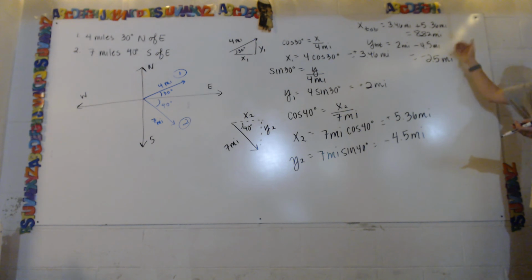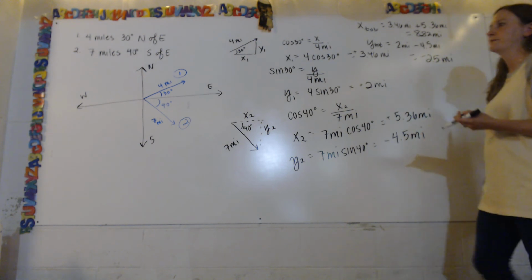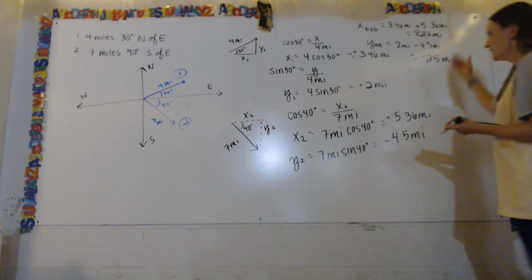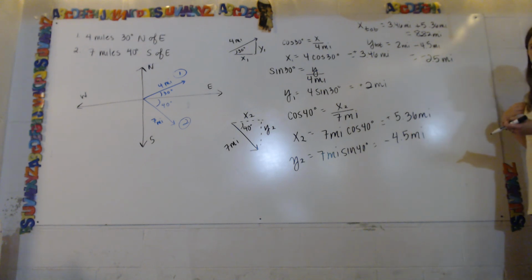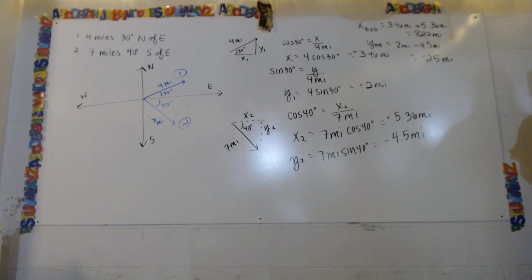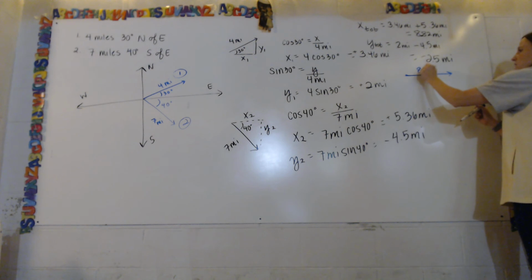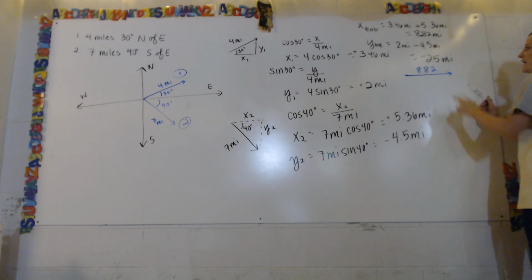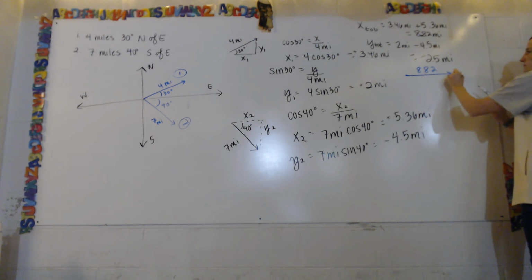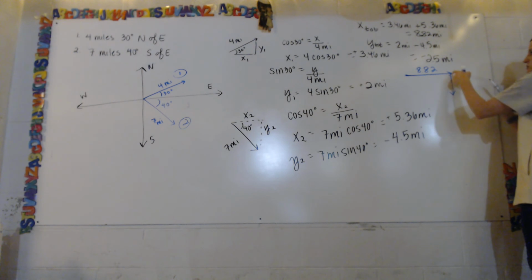However, if I wanted to say how many miles total I ended up from my starting point, I need to put these two things head to tail and find the resultant. So I'm going to do that right now. I always start with x. It's addition, it doesn't really matter. So x is positive, so I'm going to draw it going to the right: 8.82. Y is negative, so I'm going to draw it going down. You don't have to write the negative, you just have to draw it going down. And that takes care of that.